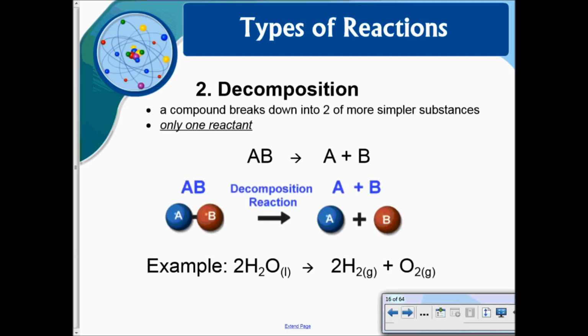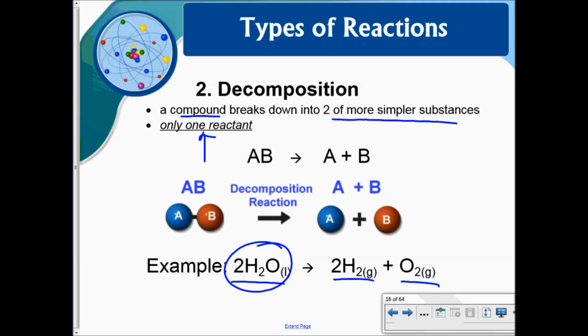A decomposition is when a compound breaks down into 2 or more simpler substances. So you can recognize this because there's only one reactant. Okay, so if we look at the example, you have water that decomposes or breaks down into hydrogen and oxygen. So we only have one reactant there. That makes it a decomposition.